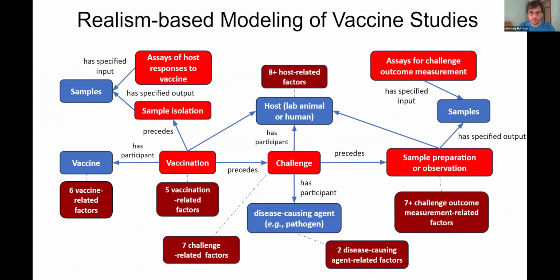factors. So when we take a look at this more realism-based approach of the different qualities and entities, we have a series of different processes in red. We have different material entities that are generated in blue. And then in the burgundy colors, we have the different related factors that we found to be consistent in reporting across the different vaccine studies. I'm going to go more in depth later, but this is just a visualization of how it will actually look.